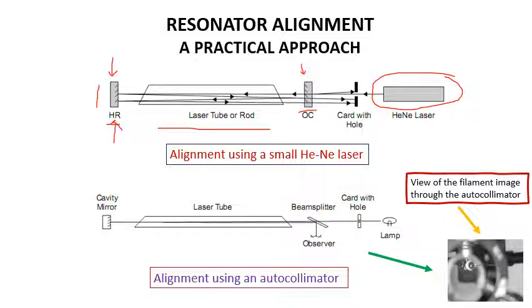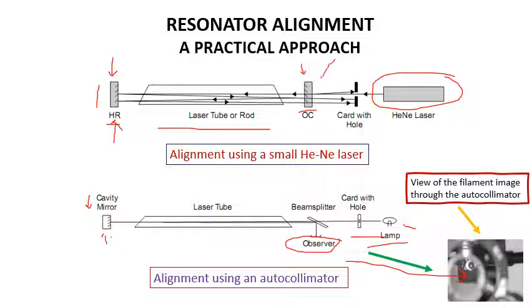Another method in which we use a lamp, the same pinhole, and here we use a beam splitter. So we remove the OC from here, put in the beam splitter, and we observe. Light passes through here, and from the cavity mirror it goes back, and you can observe here the filament of this lamp. If you are able to observe the filament of this lamp, it means this cavity or resonator is aligned properly, at least 90%, 95% aligned. But if you don't see it, then you need to adjust this mirror, right, left, up, down, all the directions. And the same thing you can do for the OC.